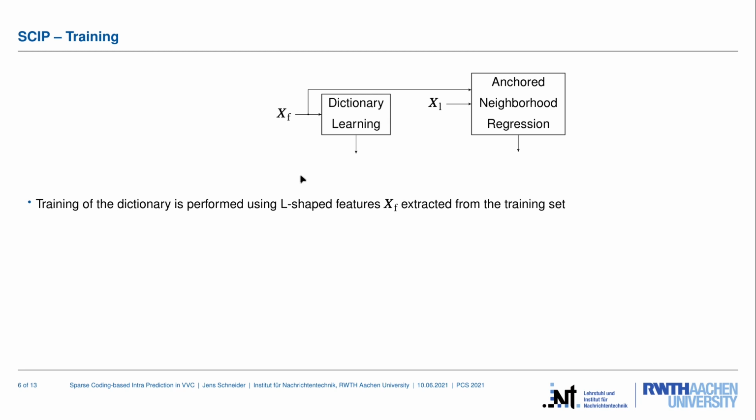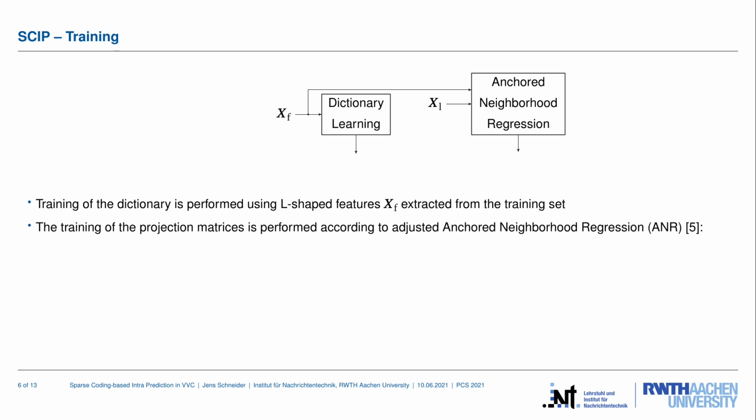Let's have a look at the training process. Of course, the dictionary can be simply trained by dictionary learning as explained in the very beginning. Now, the image patches are not rectangular anymore, but L-shaped features extracted from a training set such that they match the reference area needed for intra prediction. The training of the projection matrices is a little bit more complicated, and it was performed according to the idea of adjusted anchored neighborhood regression, which showed promising results in the field of dictionary learning based super resolution.